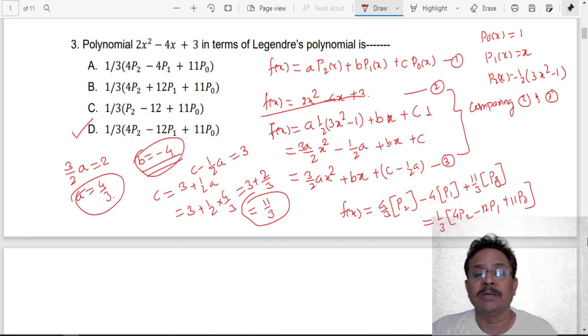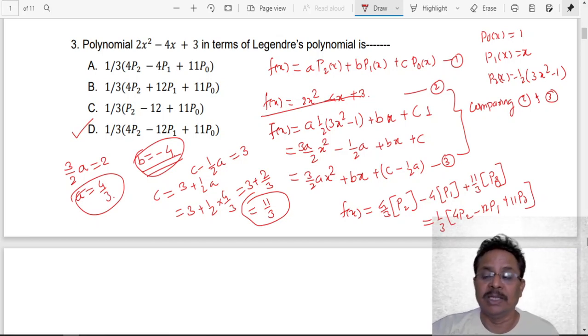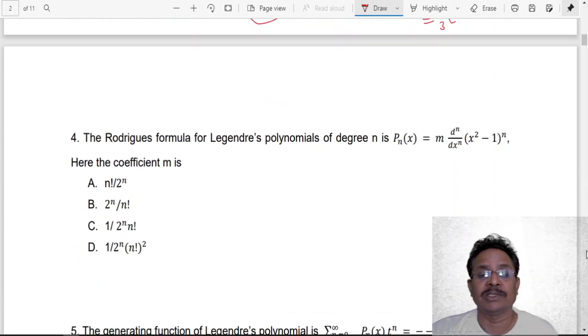So this is some numerical problem. Actually, this will require 1 or 2 minutes to solve, but the method must be known to you. Then it will be easy for you to answer such type of question. So this is question 3.